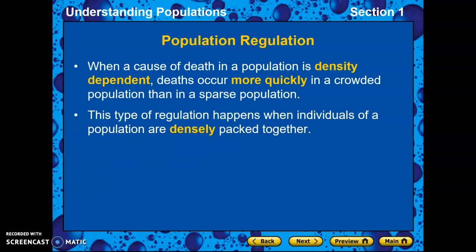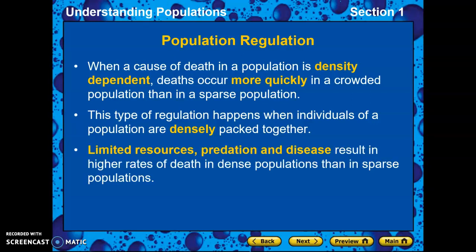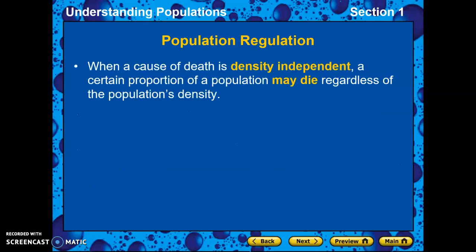Okay, we talked about this a little bit. Density dependent depends on the population. Deaths occur more quickly in a crowded population. This type of regulation happens when individuals of a population are densely packed together. Limited resources, predation, and disease result in higher rates of death in dense populations than in sparse populations.